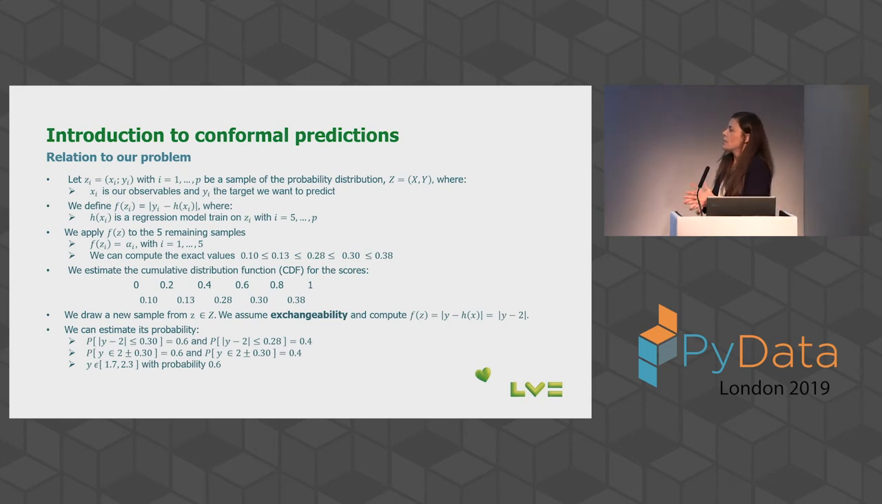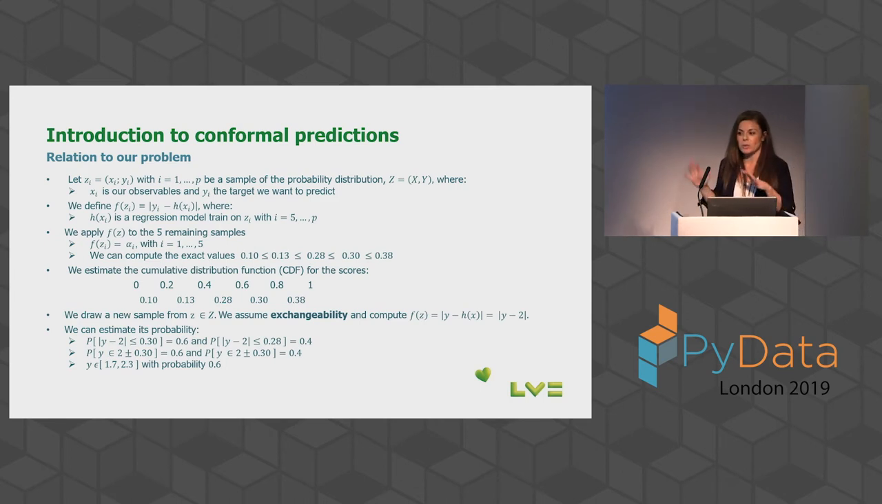If we connect it, the probability distribution is going to be our historical data set. X is, as usual, the information we have about the problem, and Y is just the target we want to predict. Then we define this function. For this example, I have defined the function as the absolute error of a regression model. Here I have to say something, because you can see I have saved some samples from the data set to score the function.